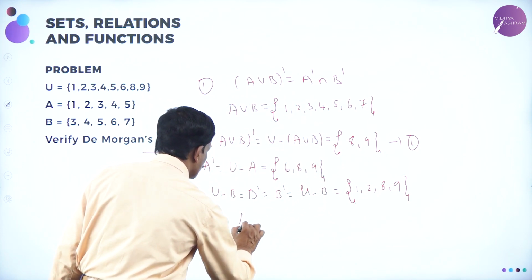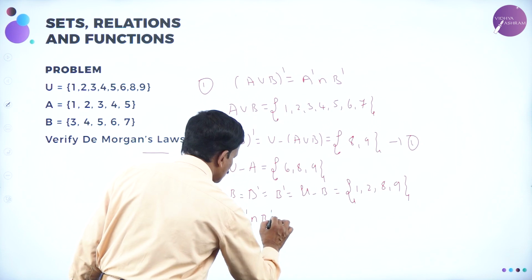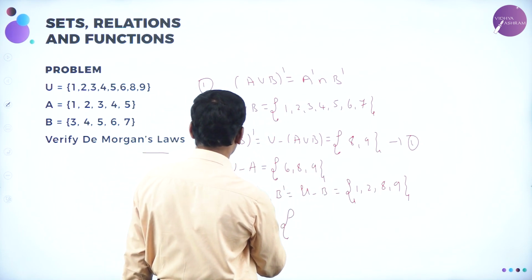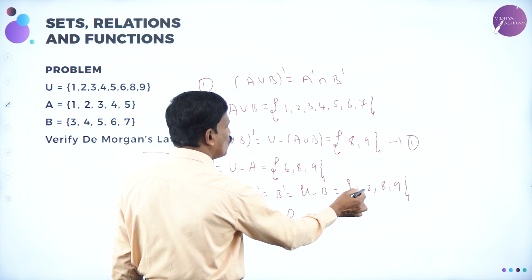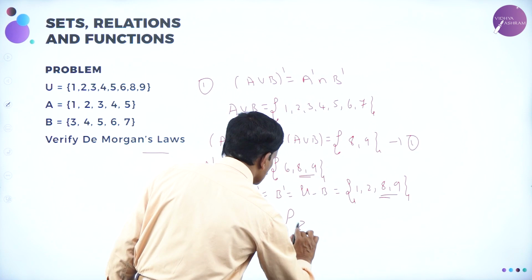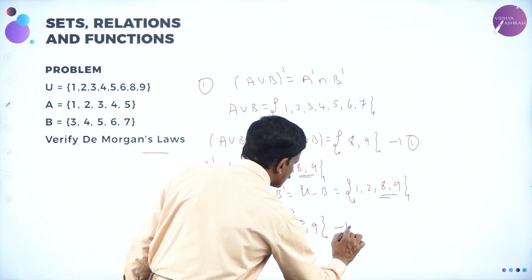Therefore, A dash intersection B dash. The common in these two. What is A dash? A dash we have 6, 8, 9. B dash is 1, 2, 8, 9. What is the common element? 8, 9. This is equation number 2.